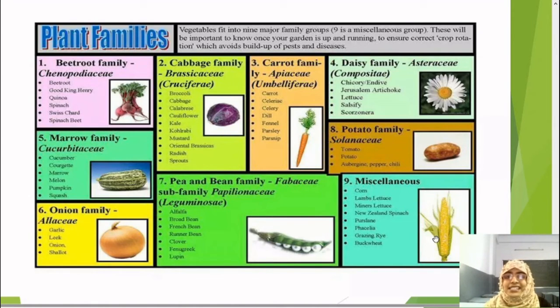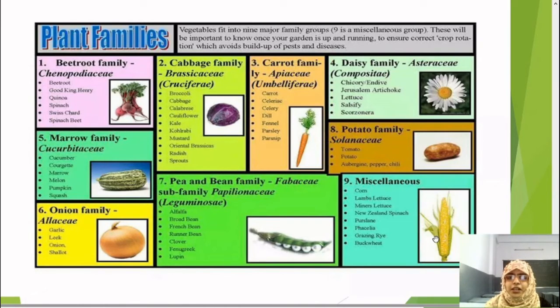The second one is the cabbage family, that is the Brassicaceae family or Cruciferae family. We call it by both names. The fruits or vegetables which come under this category are broccoli, cabbage, calabrese, cauliflower, kale, kohlrabi, mustard, oriental greens, radish and sprouts. All these come under the cabbage family. Whereas the third one is the carrot family, that is Apiaceae. The family name is Apiaceae or Umbelliferae.